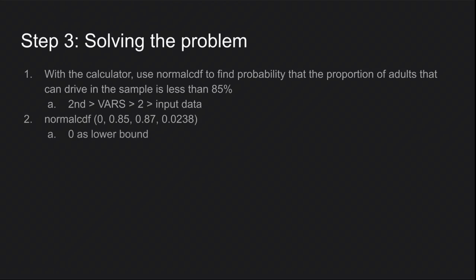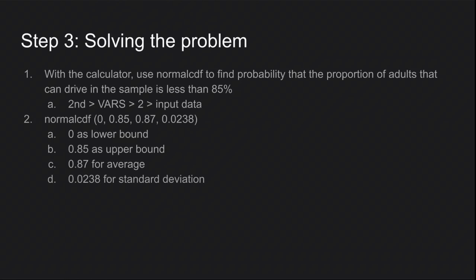So 0 is the lower bound, the minimum value. 0.85 is the upper bound, the maximum value, because you're trying to find the probability that the proportion of adults that can drive in the sample is less than 85%, not above it. Then you put the average, which is 0.87 that you solved before, the average for the sample proportion, and then the standard deviation for the sample proportion, which is 0.0238.